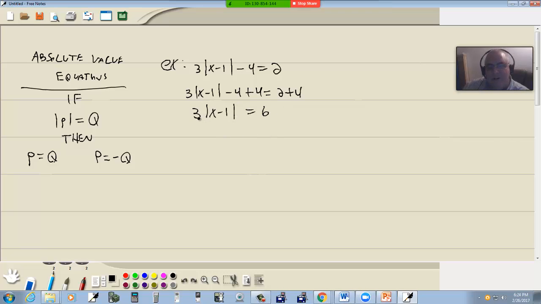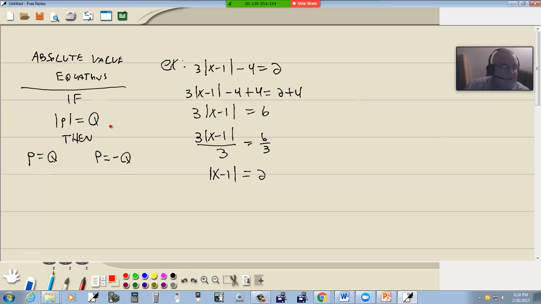Now the opposite operation here, this is 3 times. So the opposite operation is division. So we divide both sides by 3. And you always do it in this order. You always do the addition and subtraction first, and then your multiplication and division. That may sound kind of weird based upon our order of operations, but those 3's cancel, and 6 divided by 3 is 2. And now it's in the right form.